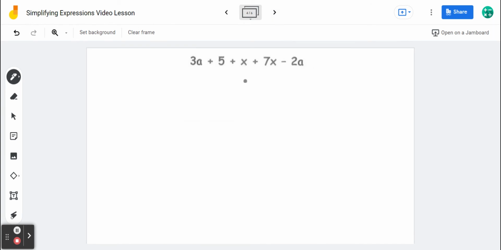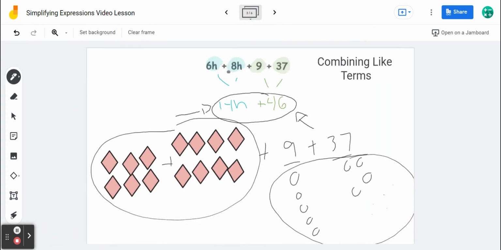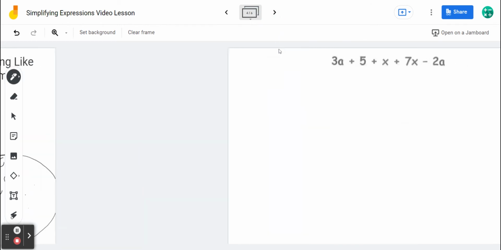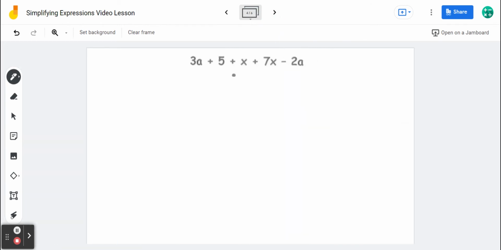Let's practice on another one. So in the last one, this was pretty easy. Things were next to each other. It was in order, but we're going to get very hard very quickly. So this is still combining like terms, but now things are out of order. So this is where you saw me use the highlighter here. We highly, highly, highly recommend using a highlighter for these problems.